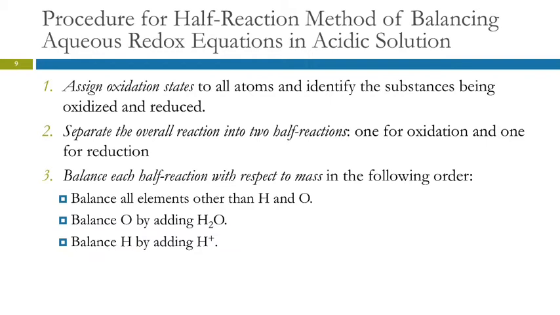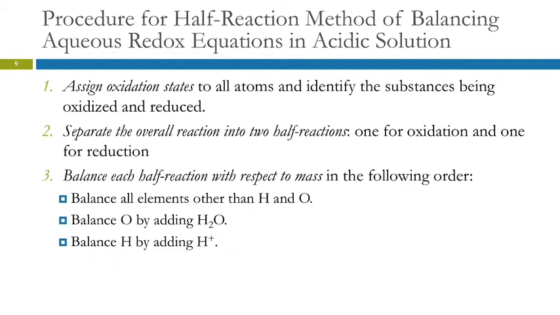Then break it into 2 half reactions, one for oxidation, one for reduction. Balance each of those with respect to mass. So balance by inspection all the letters. Balance everything besides hydrogen and oxygen. Leave those for the end. Balance oxygen after you've gotten everything else straightened out by adding water to whichever side you need. Balance hydrogen by adding hydrogen ions.